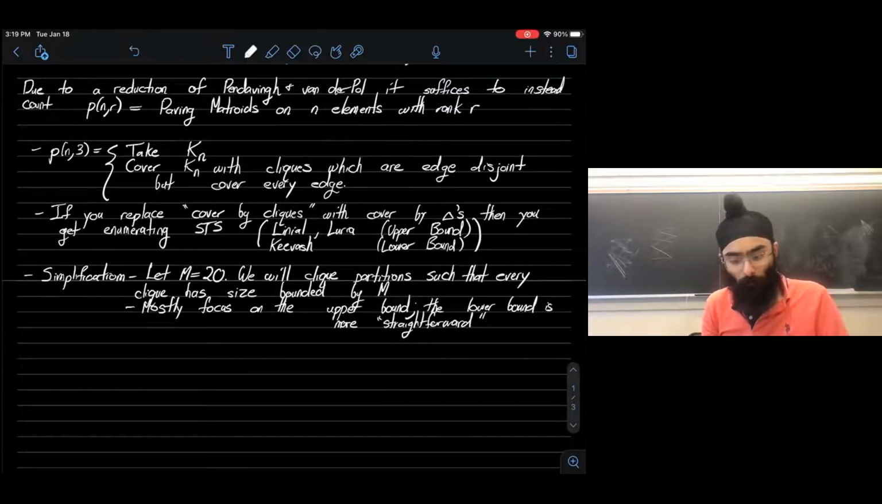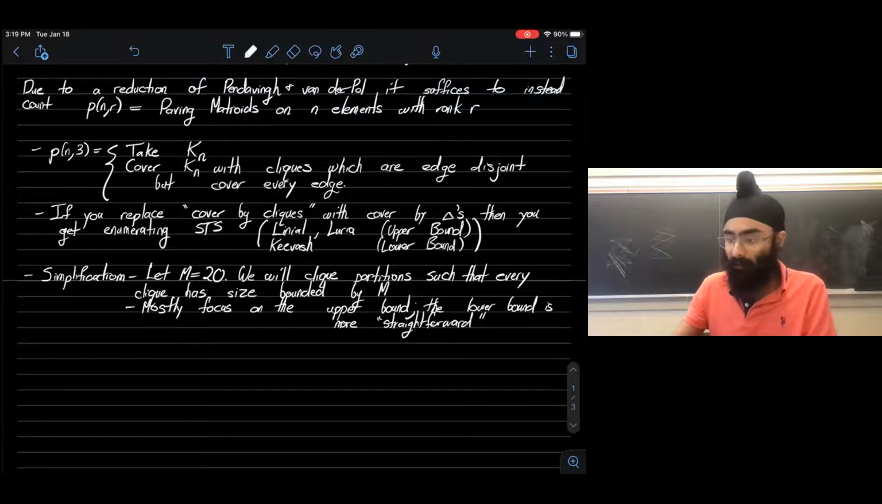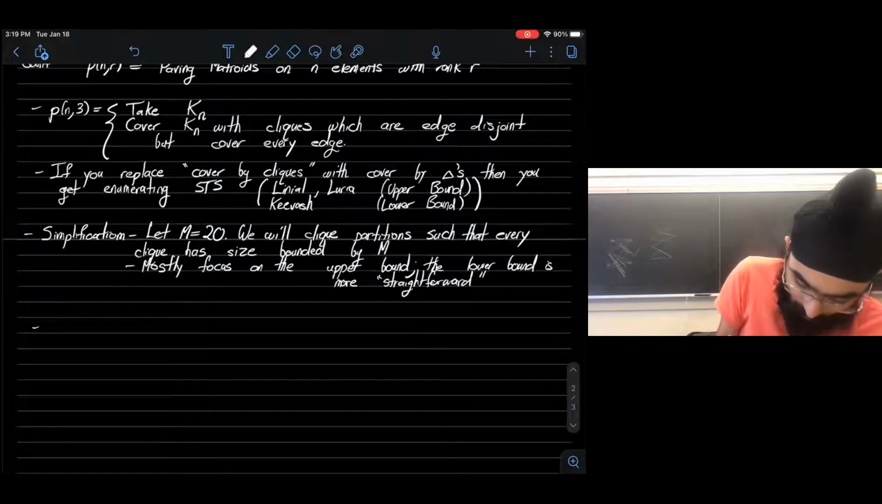The reason we want bounded size is that there's a relatively easy reduction. It's not completely black box, but it suffices to consider a clique partition where every clique is small. The reason is that if you have a very large clique, there are many more ways to cover that large clique with a bunch of smaller cliques. So it suffices to consider this bounded clique setting. And now, given this, let's define a little more notation.